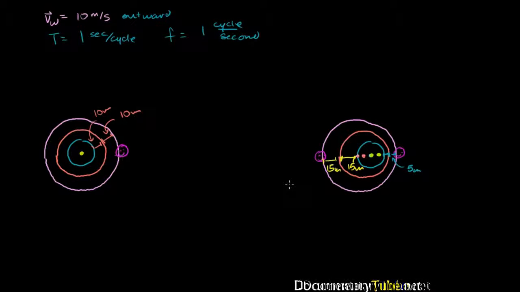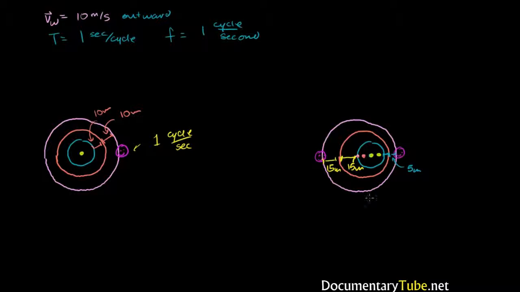next crest to get to him, because it's traveling at 10 meters per second. So he is going to perceive one crest or one cycle per second, or a frequency of 1 hertz, which makes sense. This is stationary. They're both stationary relative to each other. And we're also talking about classical physics. We're not getting into relativity and all of that. But the observed frequency is the exact frequency that was emitted by this guy right there.